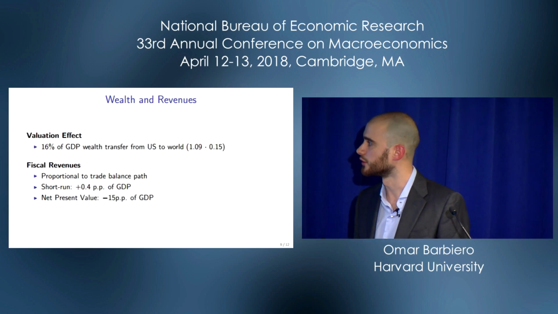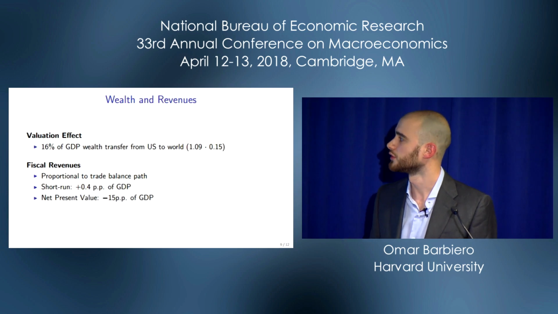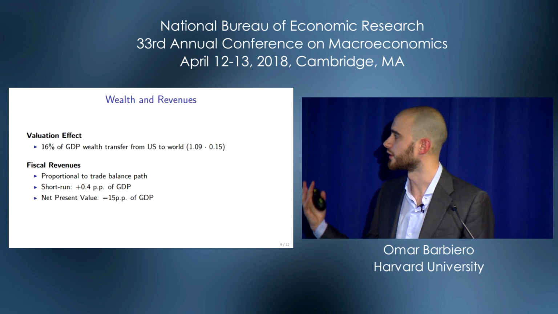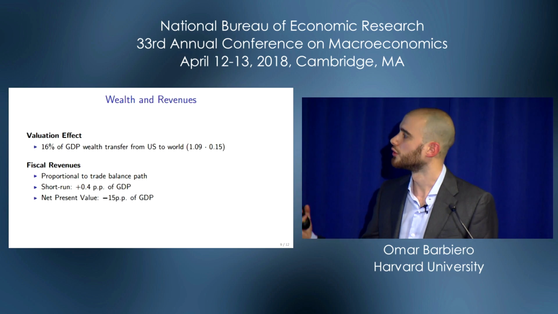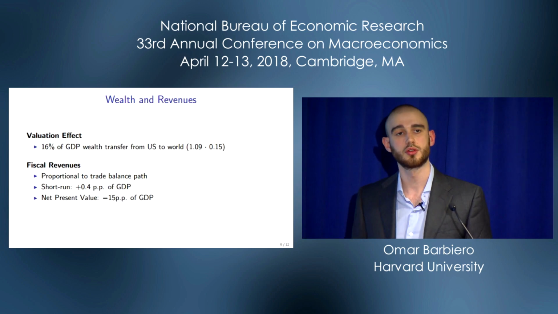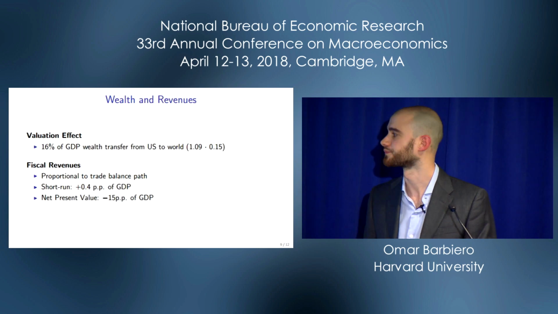So let's now give some estimates for the valuation effect and fiscal revenues. Now we know that the appreciation under valuation effect is of 15%. And so we can calculate that there will be a wealth transfer from the US to the rest of the world equal to 16% of GDP under border adjustment.